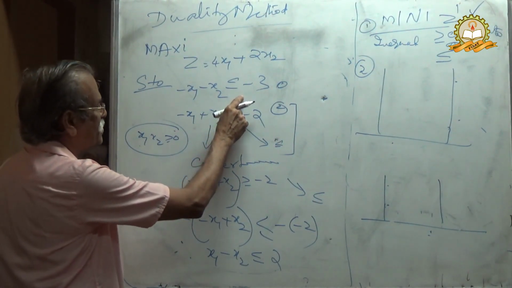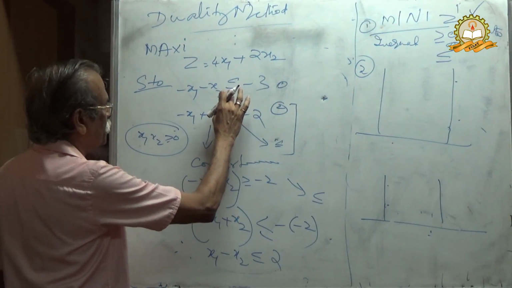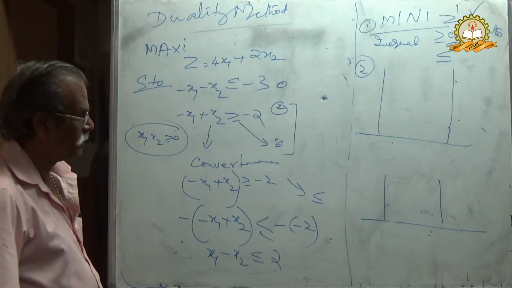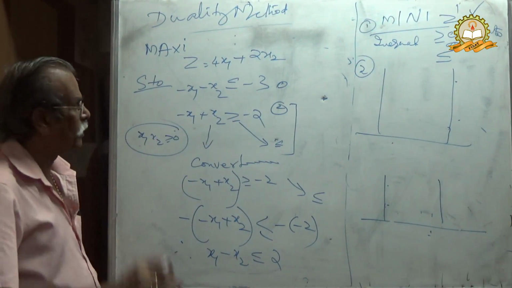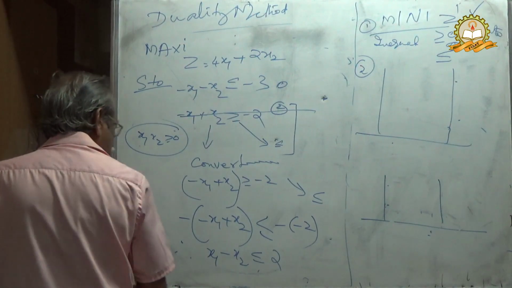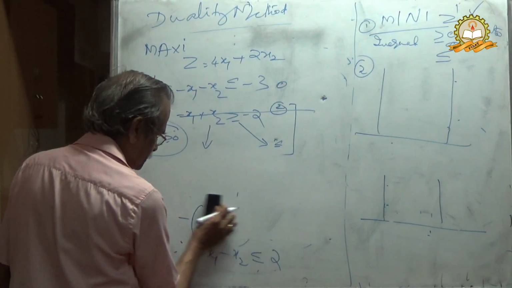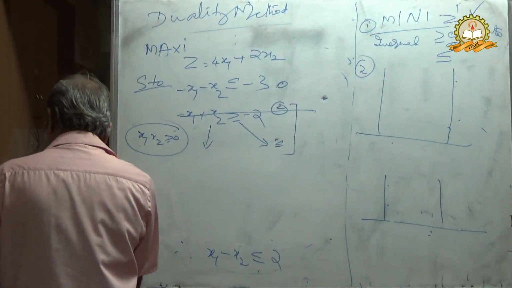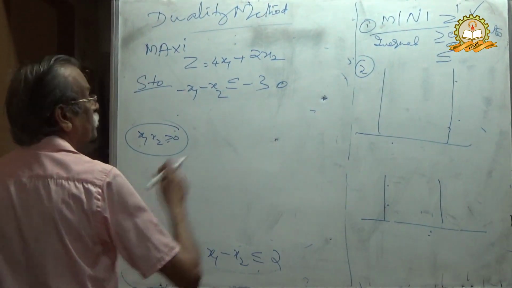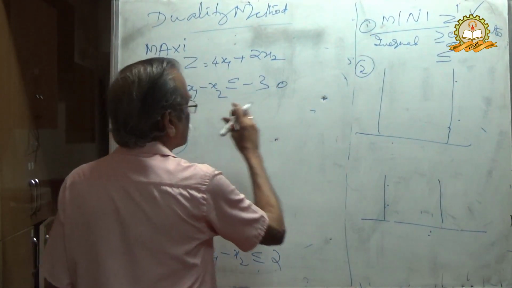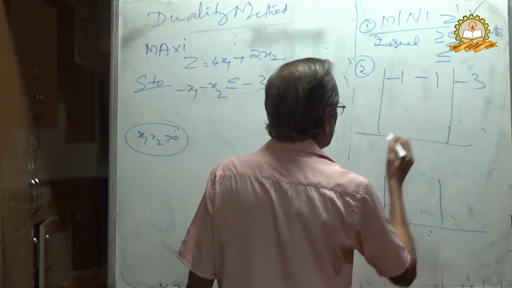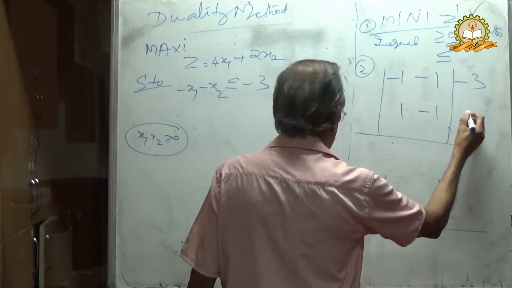Therefore, this one is less than or equal to. Inequality is less than or equal to. Second one is also less than or equal to. Therefore, condition satisfied. Maximum, less than or equal to inequality. Therefore, instead of this, you consider this. Both less than. Therefore, here you have minimization. Condition will be, this is next one, minus 1 minus 1 minus 3. Then you have positive 1 minus 1 2.